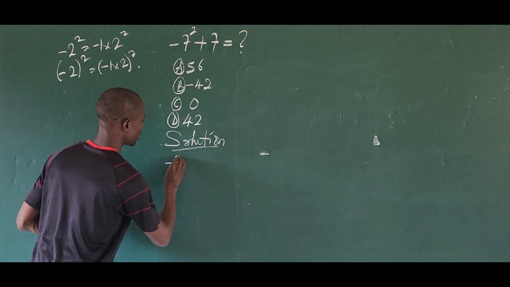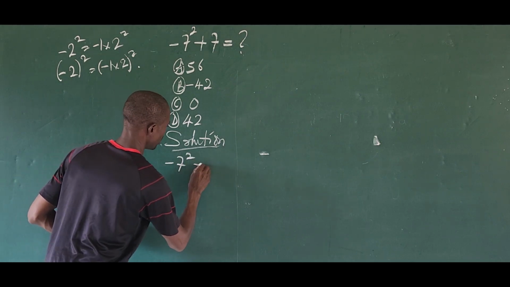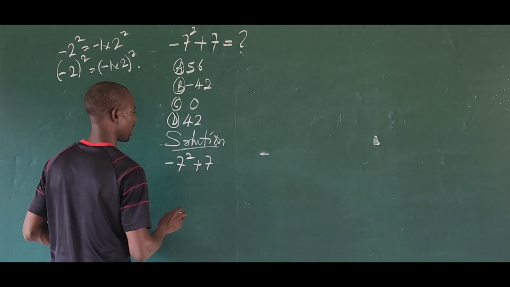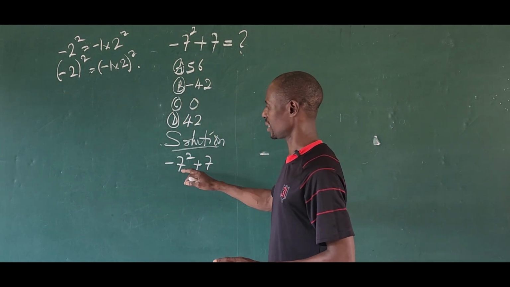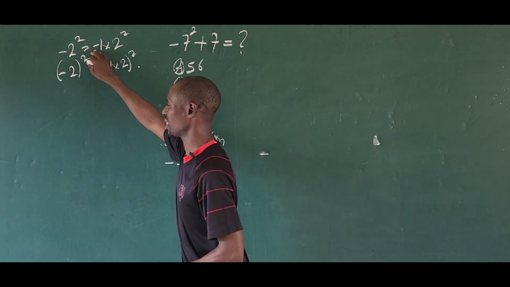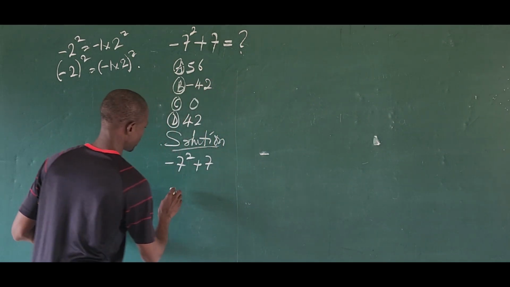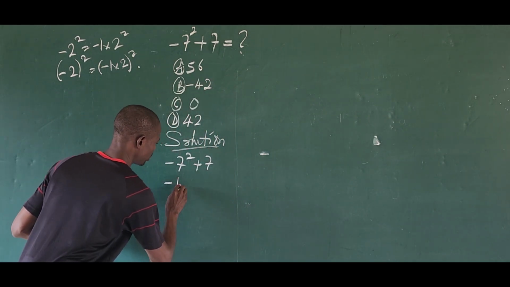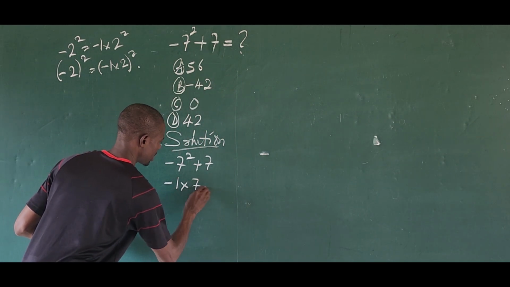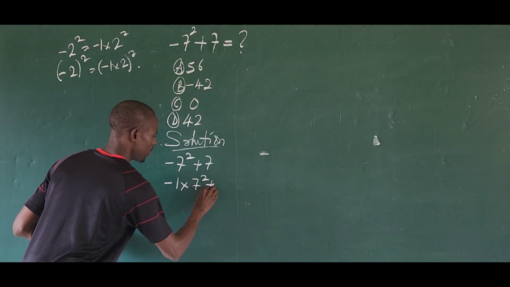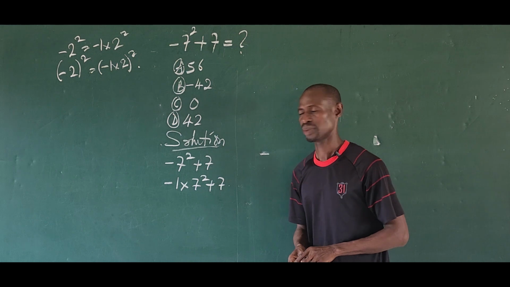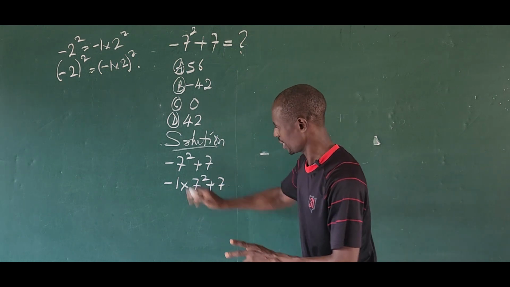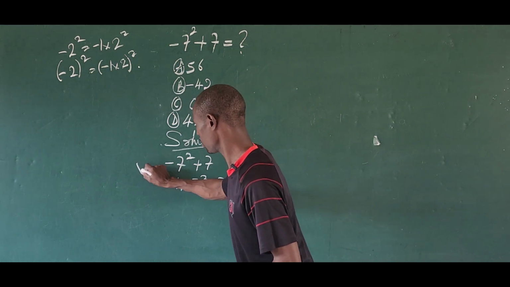We have minus 7 to the power of 2, then plus 7. Mind you, we've already established that this expression could be written in this format. And so this is going to give us minus 1 times positive 7 to the power of 2, plus 7. Simple. All right. Now, mind you, this is the first method.